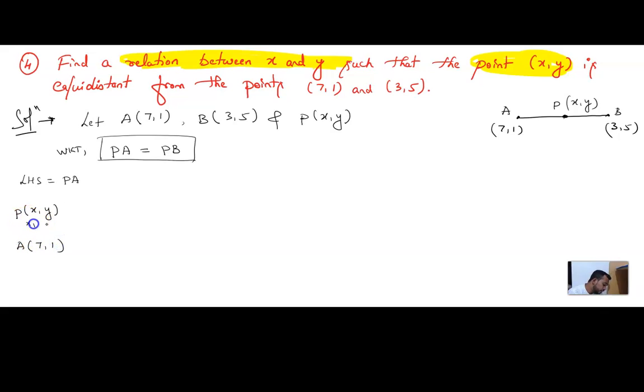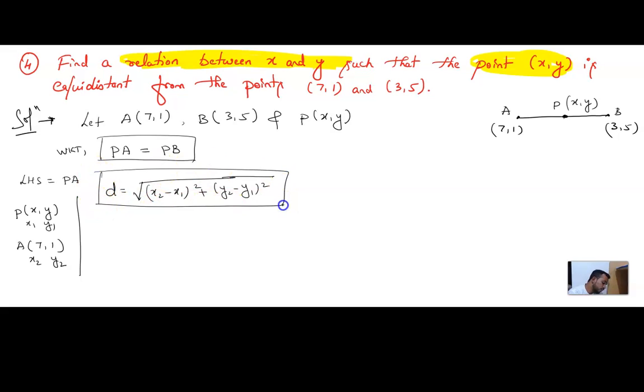So let me say this is X1 and Y1, and this is X2 and Y2. What is the value of X1? That is X. What is the value of Y1? That is Y. What is the value of X2? That is plus 7. The value of Y2 is plus 1. Got it, children? First let me write the formula. D is equal to root of (X2 minus X1) whole square plus (Y2 minus Y1) whole square. So this is our standard formula.